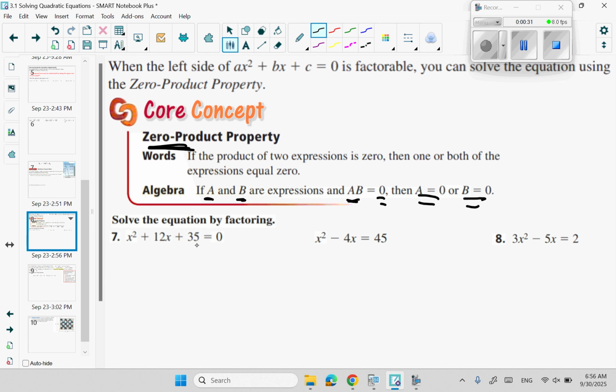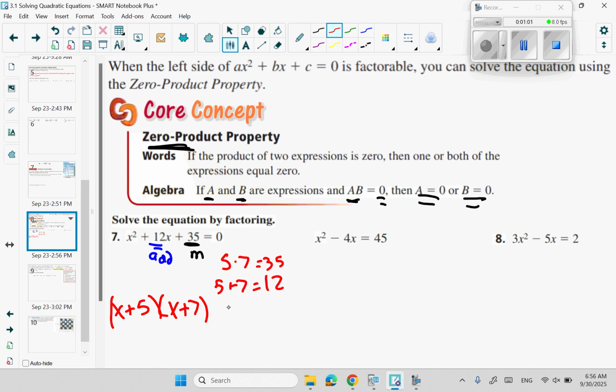So factoring, I want something that multiplies to my last number that adds to my middle number. So I need to find two numbers that multiply to give me 35, that add to give me 12. That would, of course, be 5 and 7. 5 times 7 is 35, and 5 plus 7 is 12. So this turns into x plus 5 and x plus 7.